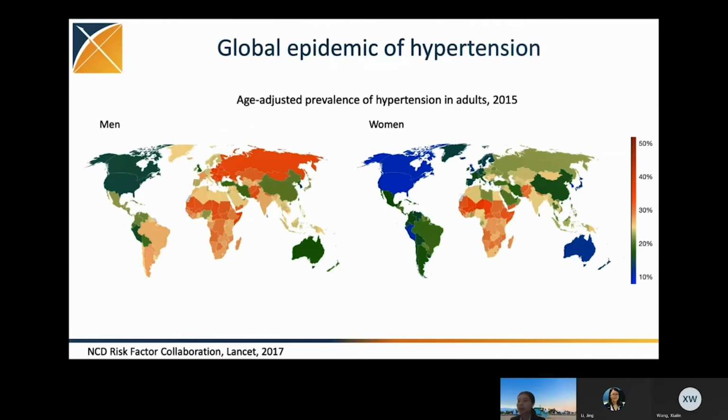As we all know, hypertension is a major modifiable risk factor for cardiovascular disease. It contributes to one third of the ischemic heart disease and half of the stroke in the world. Hypertension is really a global issue. This figure shows the age-standardized prevalence of hypertension in adults in 2015. Despite some variation across regions, hypertension is highly prevalent in every single region of the world, for both men and women. In 2015, a total of 1.13 billion people, that is one third of the global adult population, had hypertension.